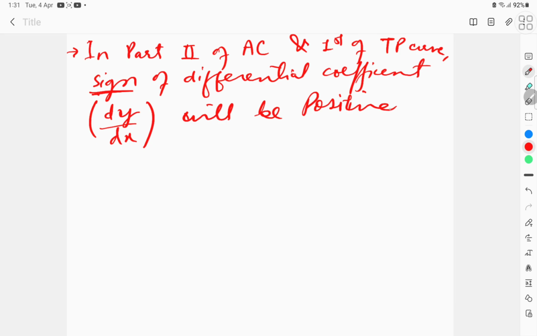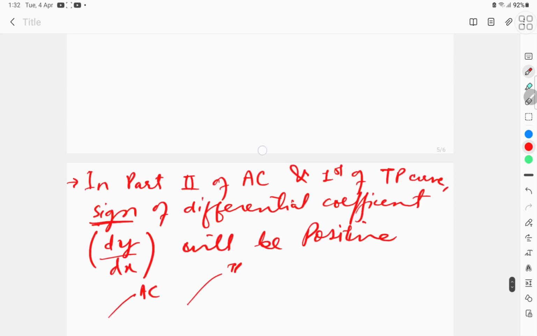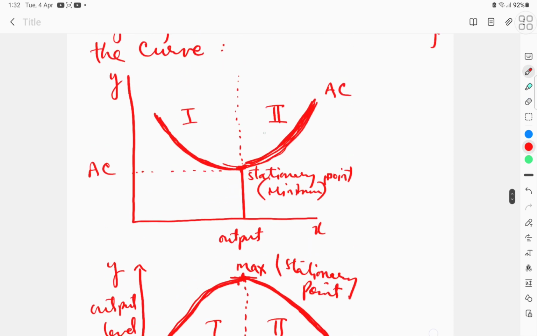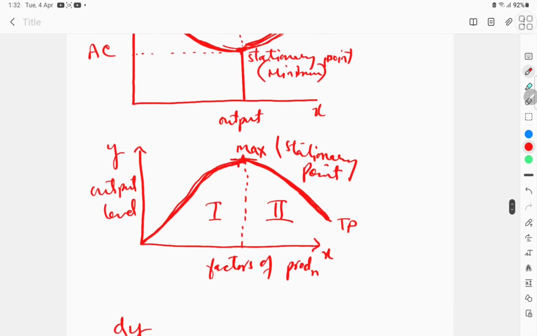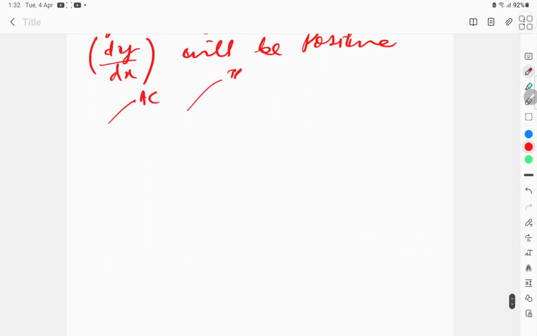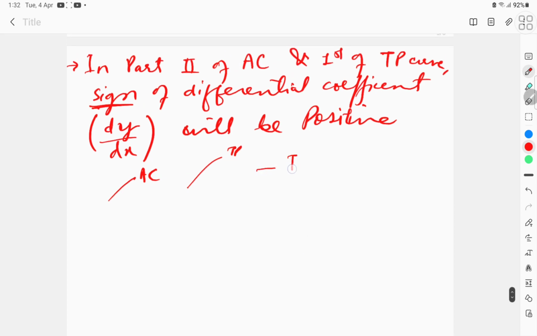Its sign will be positive because both average cost and total product are increasing here. In the second part the average cost is increasing, while in the first part total product is increasing. So as both TP and AC increase, this was increasing in the first part and this was increasing in the second part, so the sign will be positive.